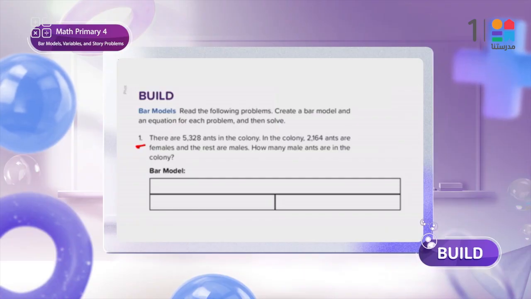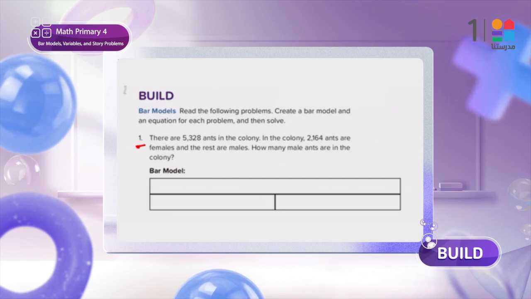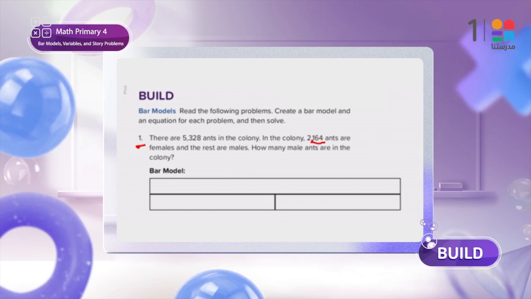There are 5,328 ants in the colony. In the colony, 2,164 ants are females. Okay, here is 5,328.